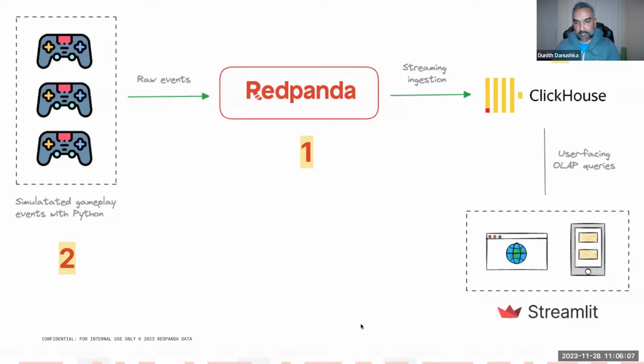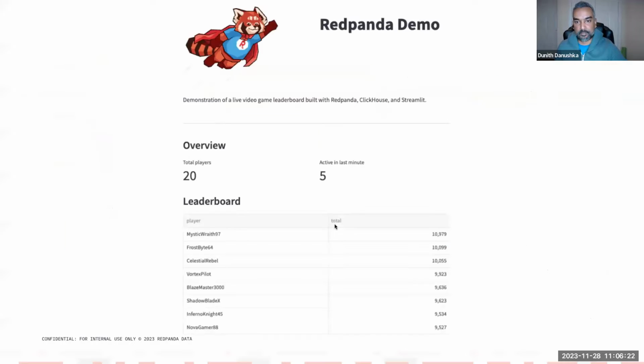And then finally, we bring in Streamlit. This is the icing on the cake. This is our visual component, a Python framework for those who are new here. So we can use Streamlit to build our leaderboard front end.